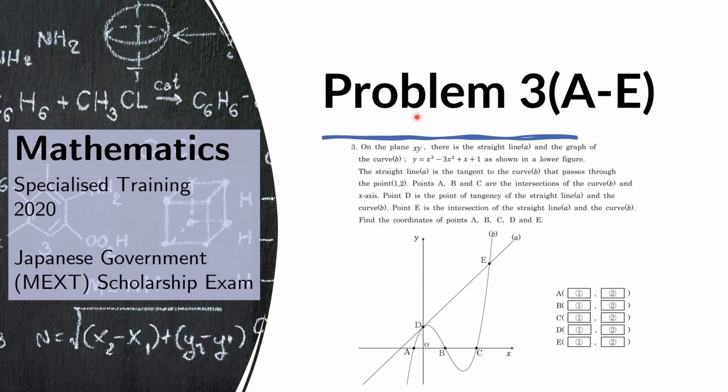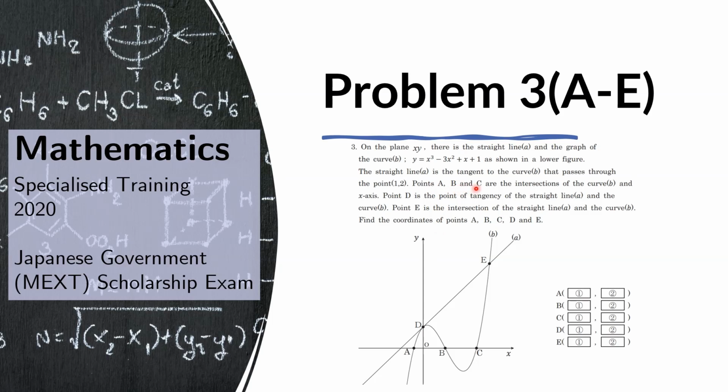Problem 3. On the plane xy, there is the straight line A, and the graph of the curve B, y equals x cubed minus 3x squared plus 6 plus 1, as shown in the lower figure. The straight line A is the tangent to the curve B that passes through the point 1, 2.